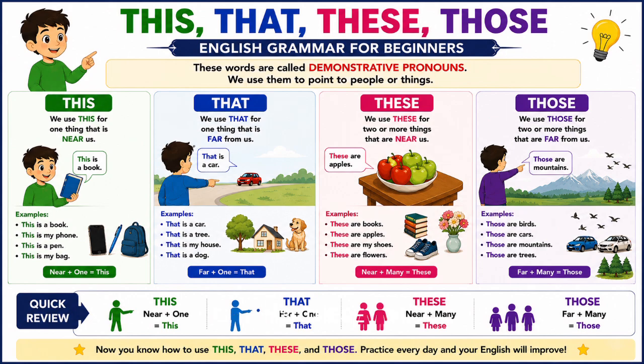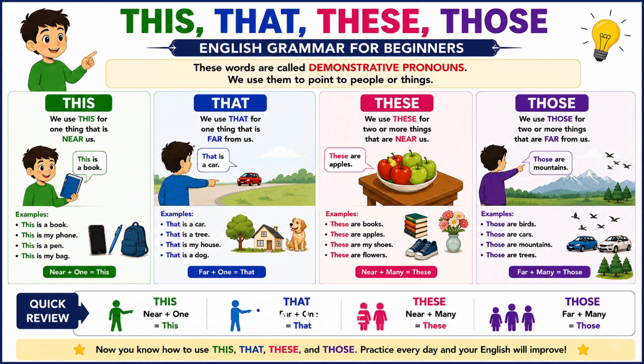3. These. We use these for two or more things that are near us. Look at these books. These are books. Look at these apples. These are apples. Look at these flowers. These are flowers. Remember, many things plus near equals these.